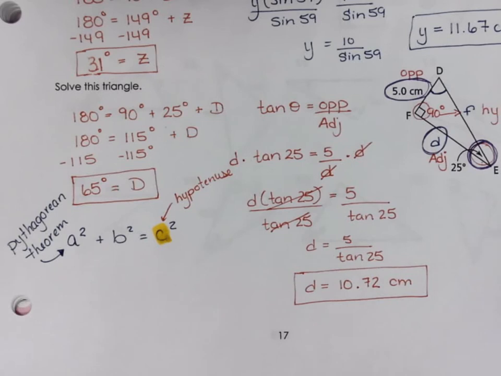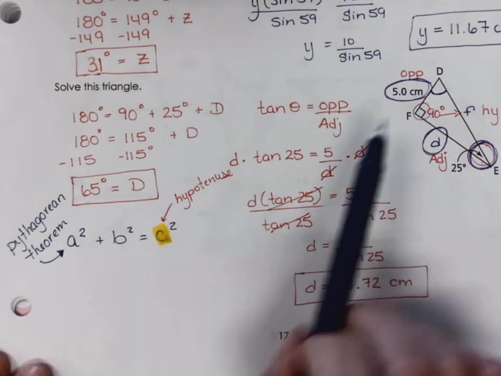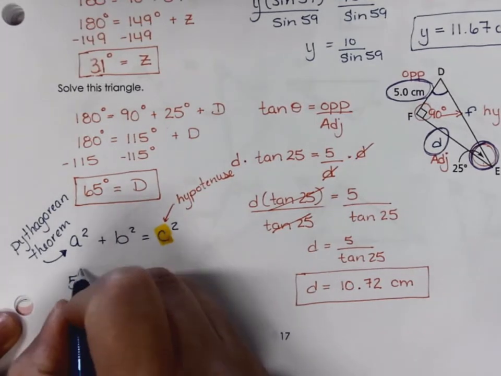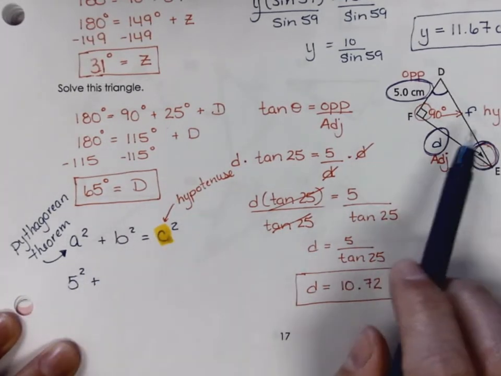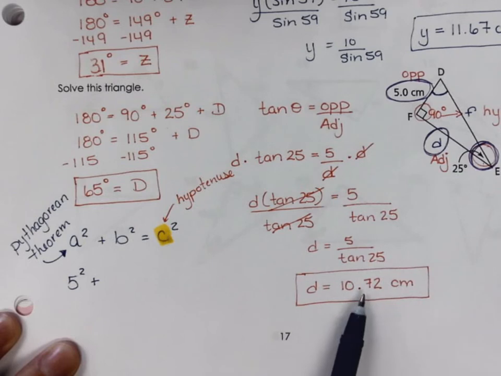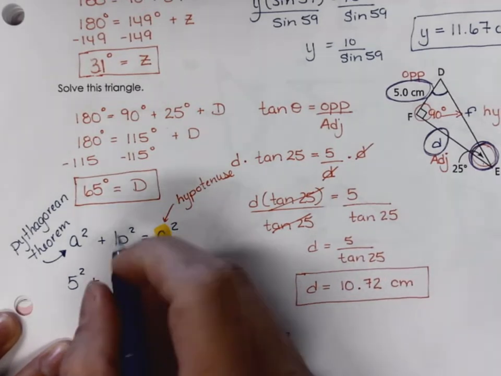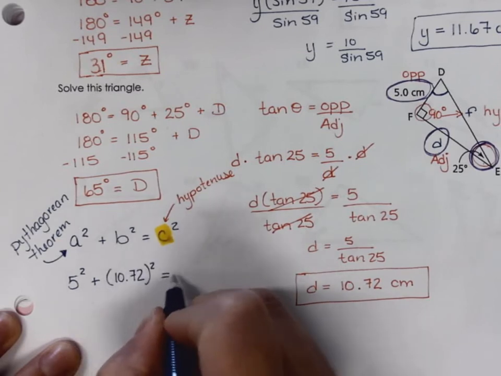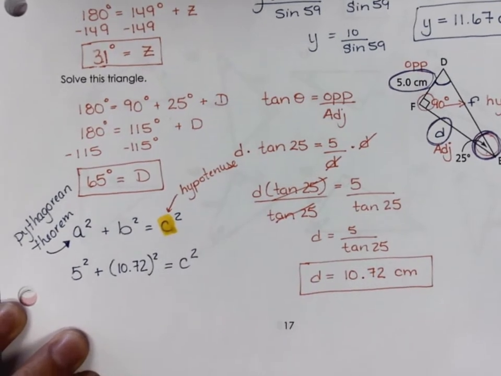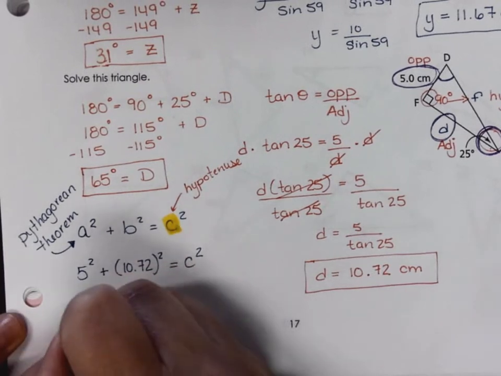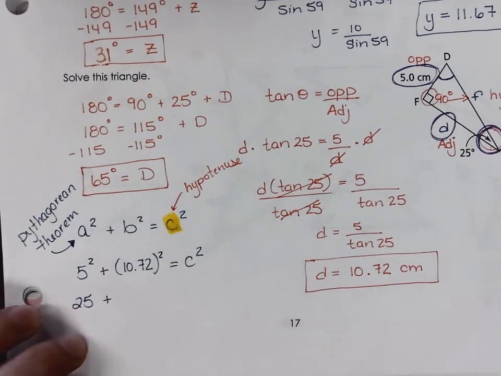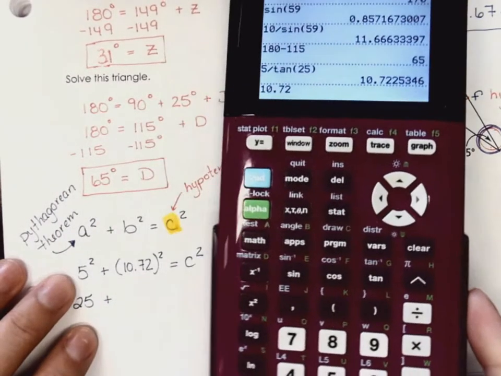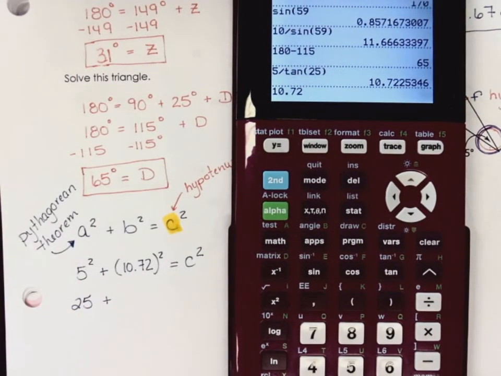Okay, so pretty straightforward. We'll put 5 in for A, so 5 squared plus, what's the other side? The adjacent side is 10.72, so 10.72 squared equals C squared. Don't forget your squares. It's really easy to forget about them. All right. So I have 10.72, and I'm going to square it. Squaring means to times it by itself.